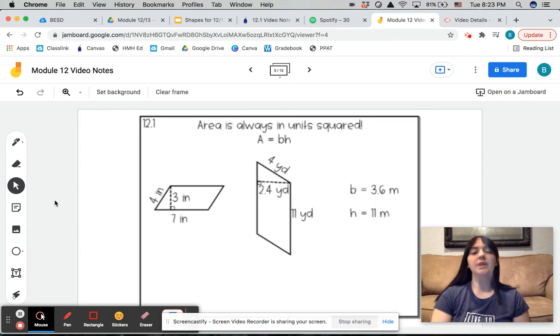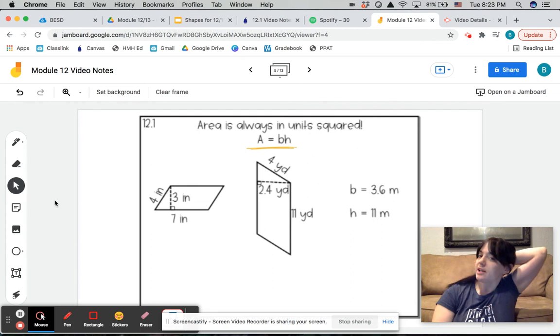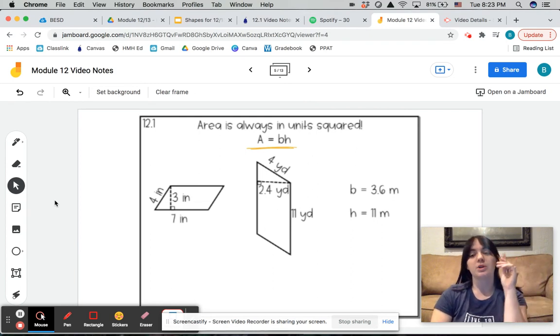Okay, now area. Area is always in units squared. So we know that area equals the base times the height. The reason why area is always in units squared is because remember, we're trying to figure out how many squares are filled in this parallelogram. So area equals base times height.